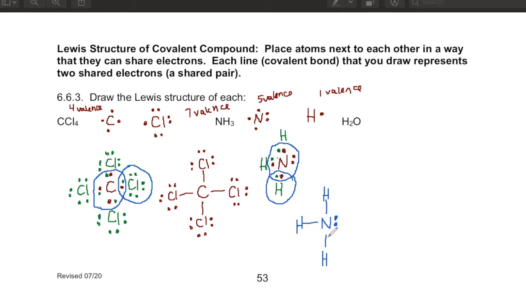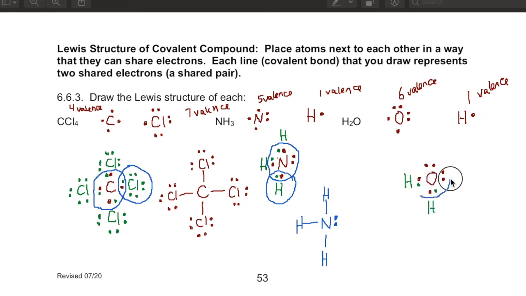2, 4, 6, 8. All right, let's try this one with oxygen having 6 valence and hydrogen having 1 valence. Now when we check the oxygen, it has 8. And if we check either of the hydrogens, it has 2. So those are all set. And we can draw it with lines to make it look a little bit cleaner.